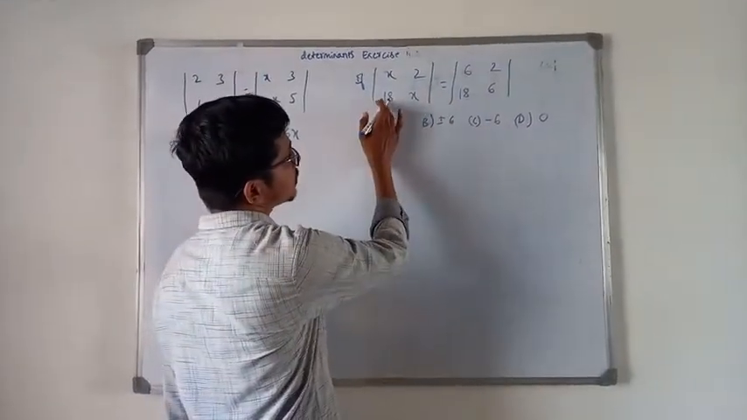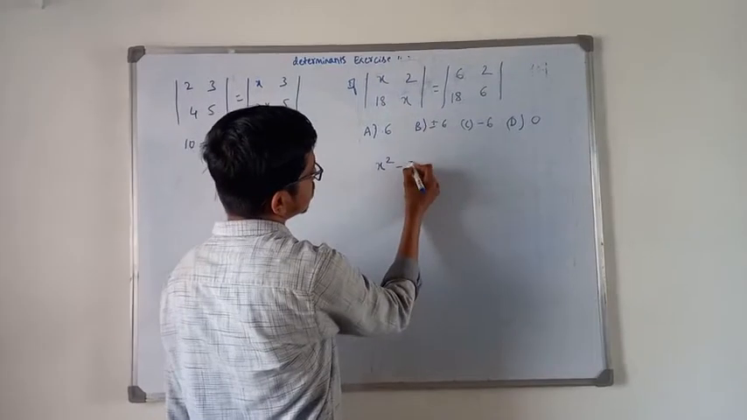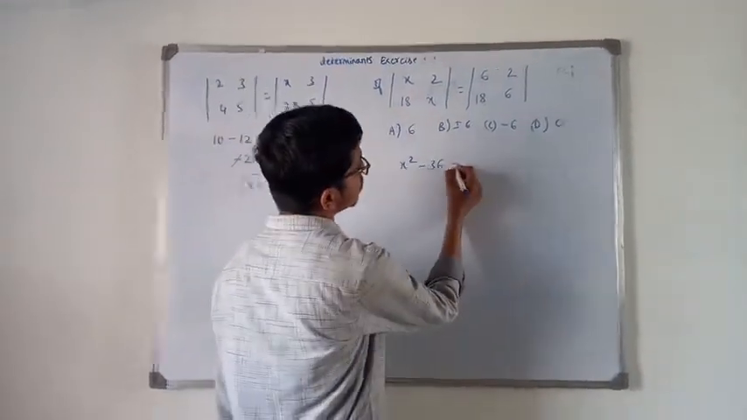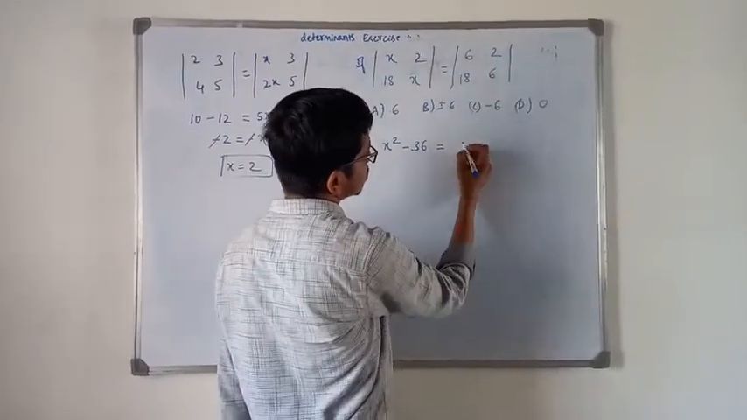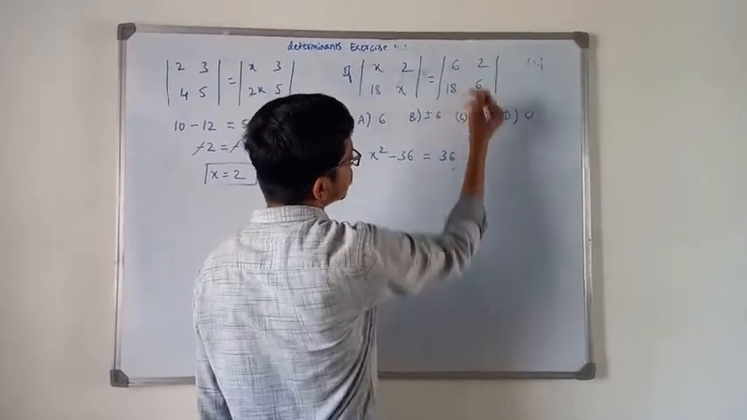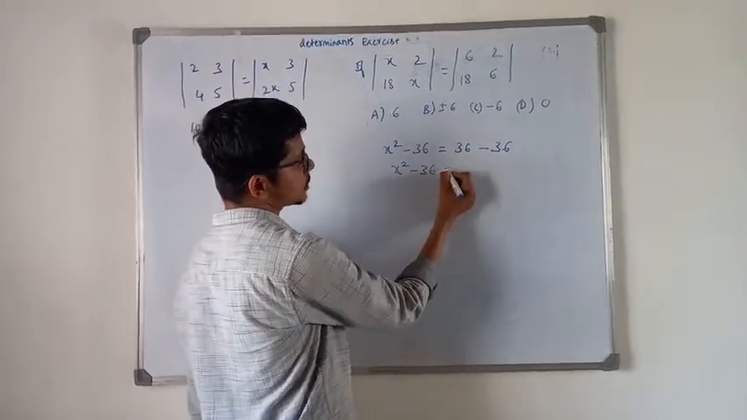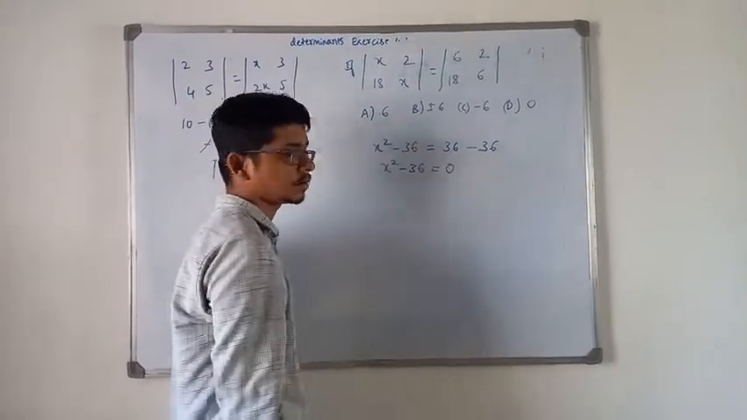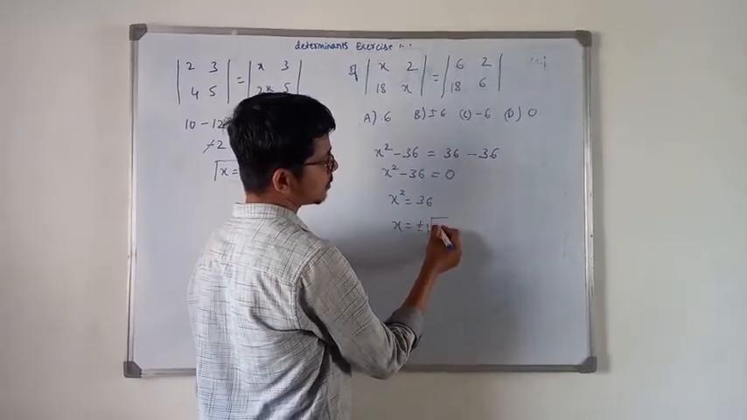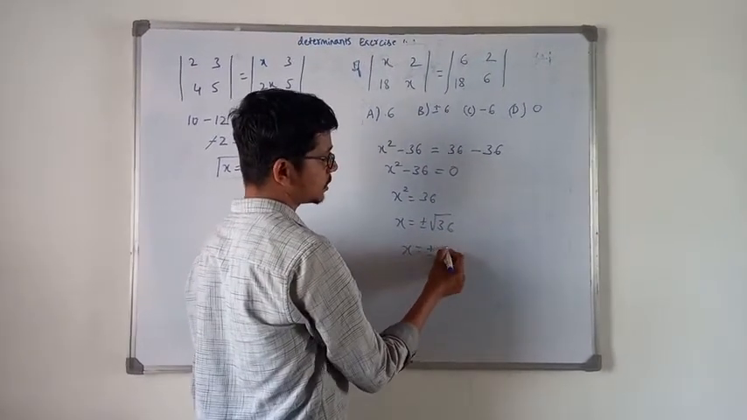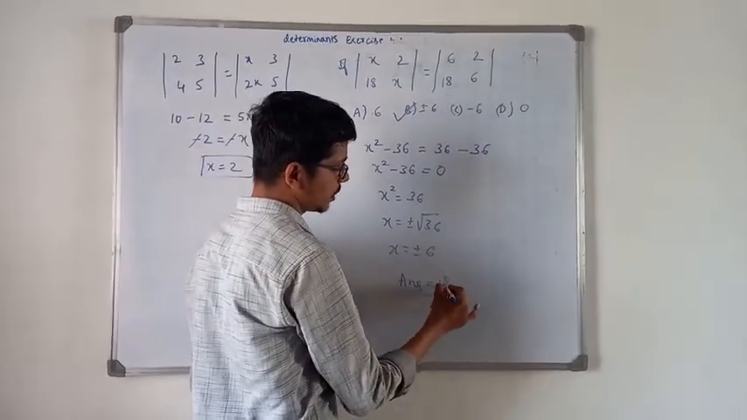The determinant of the left hand side is x into x is x square, minus 18 into 2 is 36. The determinant of the right hand side is 6 into 6 is 36, minus 18 into 2 is 36. This is equal to x square minus 36 is equal to 36 minus 36 is equal to 0. X square is equal to 36. X is equal to plus or minus square root of 36. That is, x is equal to plus or minus 6. The answer B is the right answer. Therefore, answer is equal to B.